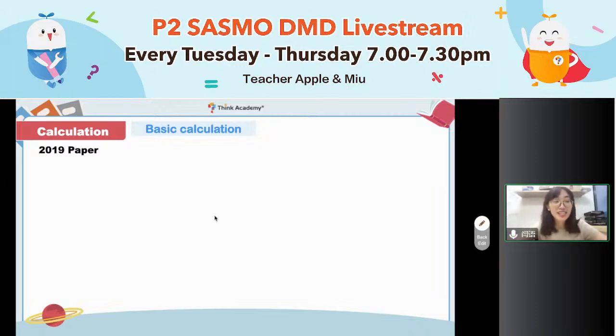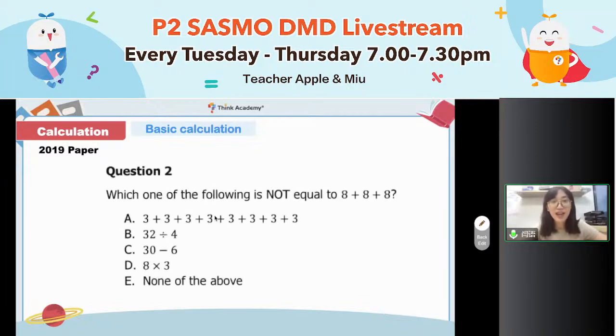Okay. This is a real test question from the 2019 paper. Okay, it is question 2. Which one of the following is not equal to 8 plus 8 plus 8? Okay, now everyone, maybe you can try it by yourself. This question is super easy for you. You can just type your answers in the chat box, okay? A, B, C, D, E. Which one is your answer?